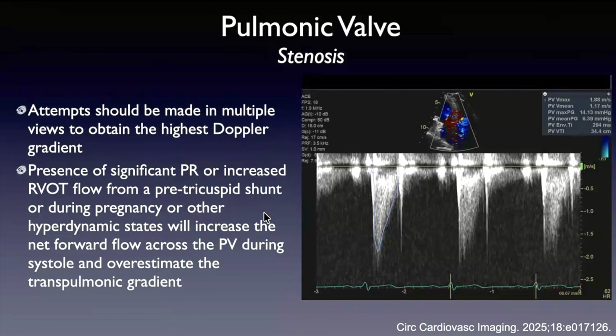For example, if you have a pre-tricuspid shunt, such as an atrial septal defect, a high volume through the right side, you can get accelerated flow to the pulmonic valve, or other hyperdynamic states, for example, with net forward flow across that pulmonic valve during systole. You can overestimate the transpulmonic gradient, at least based purely on velocities.